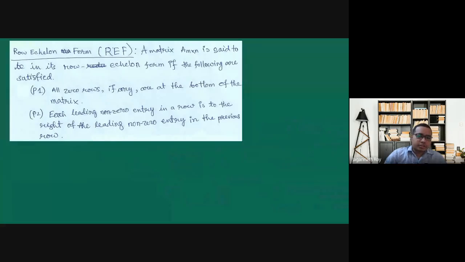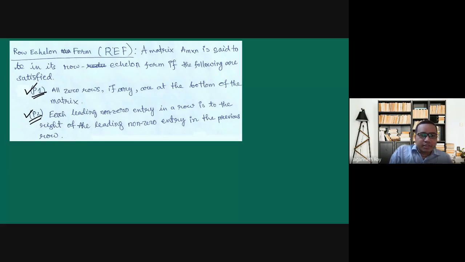Now with these notations we are going to introduce one new definition. It is called the row echelon form of a matrix. A matrix is in its row echelon form if it satisfies these two conditions, property 1 and property 2.